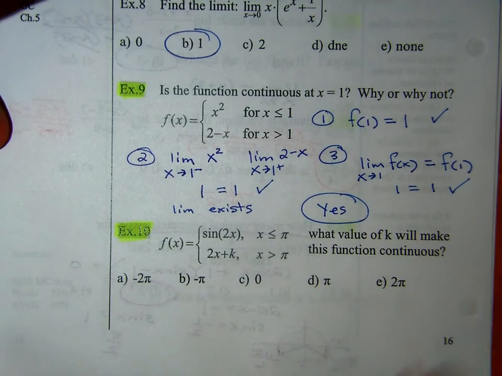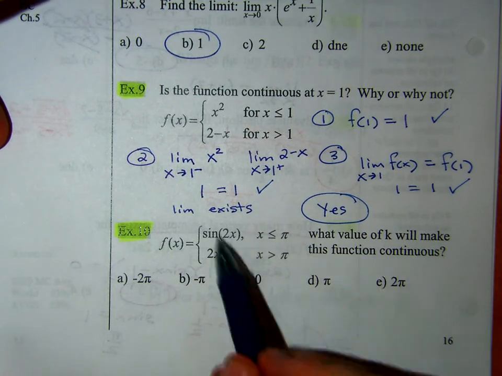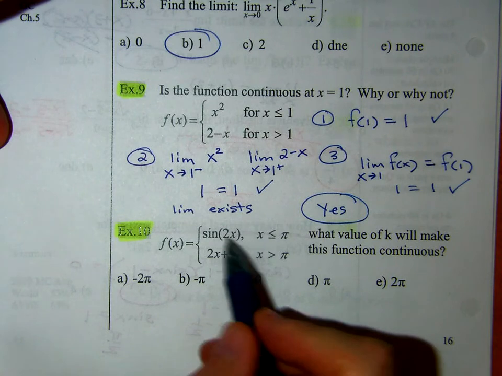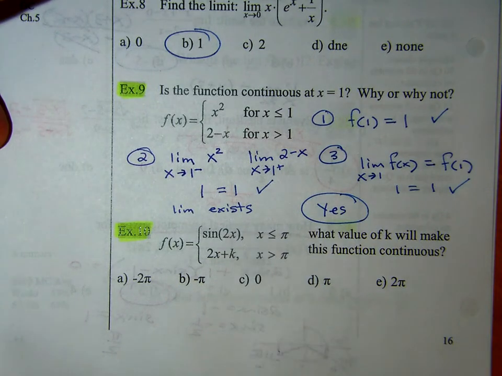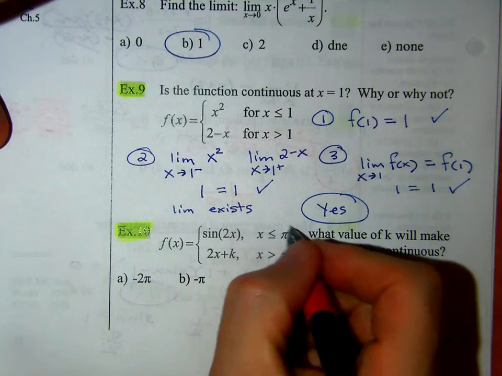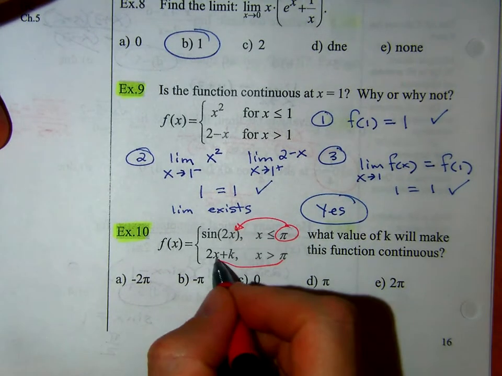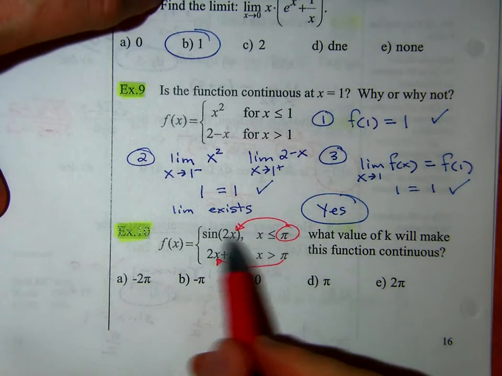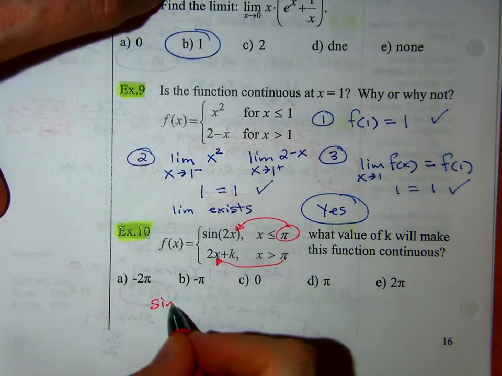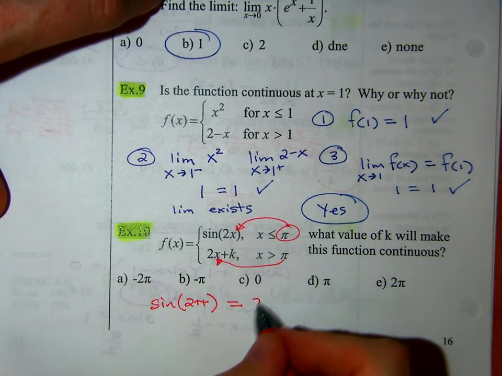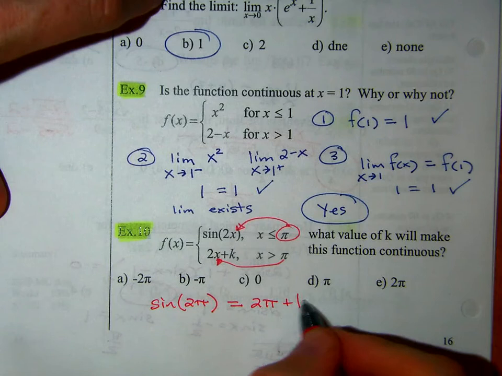Okay, what value of k will make this function continuous? For this function to be continuous, these need to be equal to each other at that boundary point. So we need to plug in pi for x here, and pi for x there. So we're going to have the sine of 2 pi, and that's going to equal 2 pi plus k. And we're solving for k.